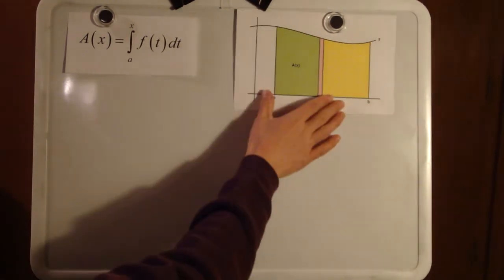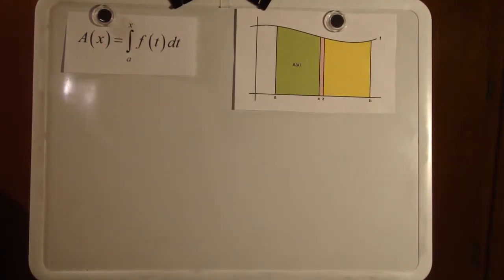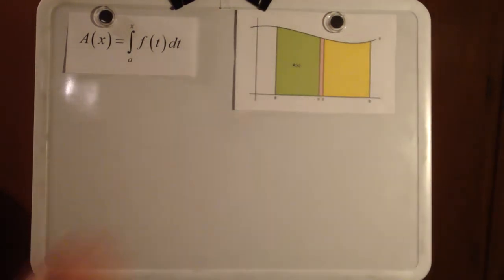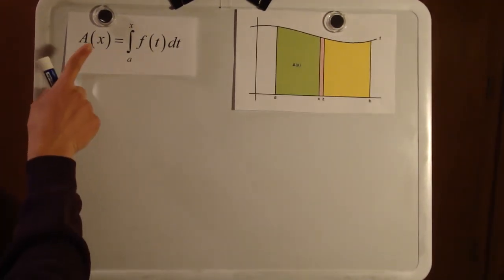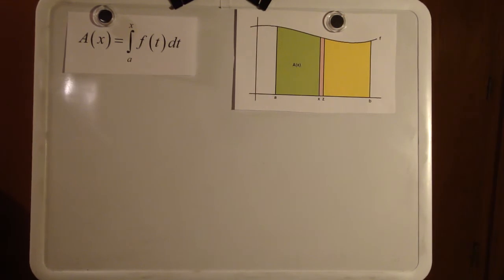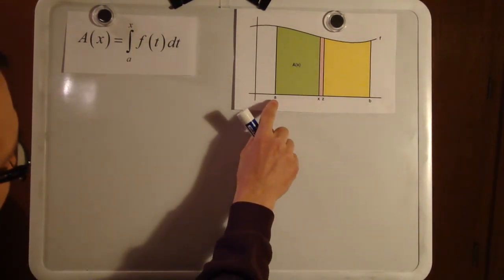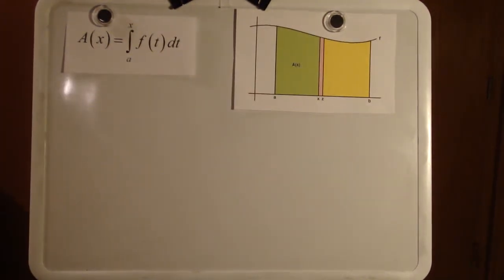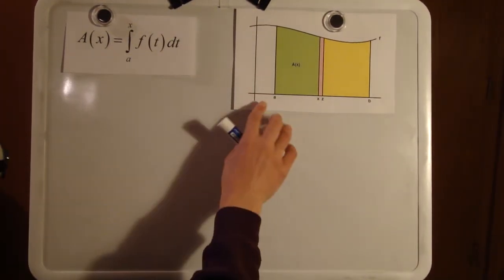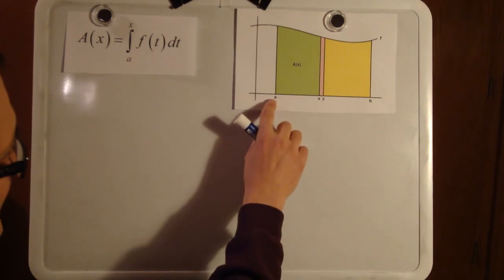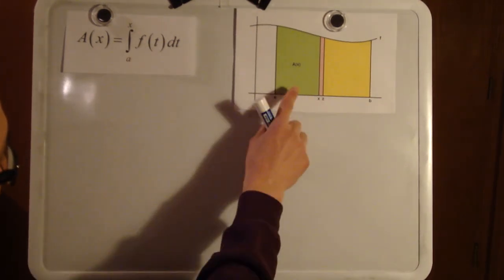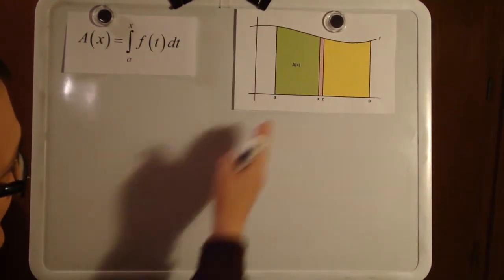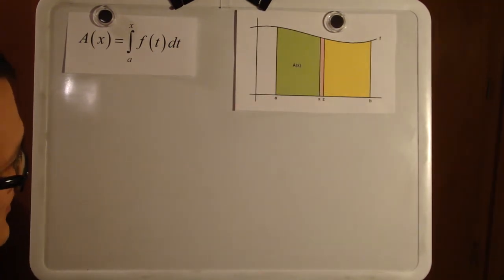So here goes. We're going to talk about this. If you want to get the area of the pink little strip, we can use this area function not once, but twice. You can see if you go from a to x, you'll get this green portion, which we're calling A of x. So what we're going to do is overshoot here. We're going to go from a to z, calculate the green and the pink portion, and then subtract out the green portion.